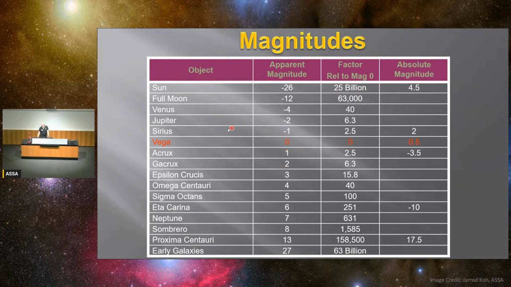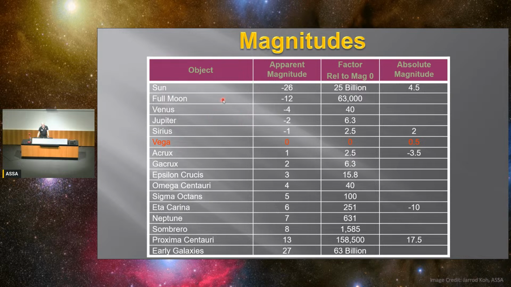Then as we go brighter, we've got Sirius, the brightest star in the sky. It's about -1, and you see it's 2.5 times brighter than Vega because it's a logarithmic scale. And if you put Sirius at 10 parsecs away, it would be a magnitude 2. So a lot fainter, because it's only about, I think, 9 light years away. Jupiter is -2. Venus, I said, was -4, but it's 40 times brighter than Vega.